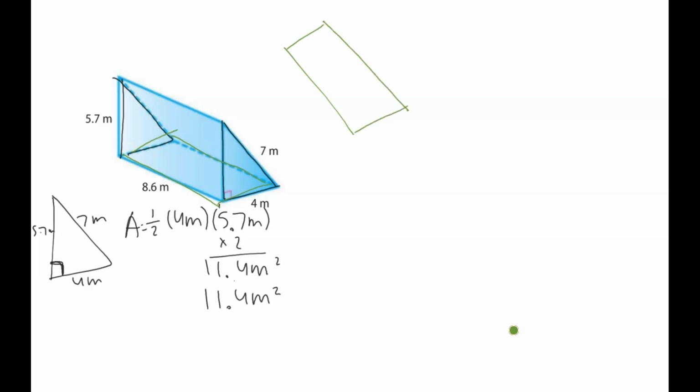And the rectangle at the bottom is 4 meters wide, and that's going to be 8.6 meters long. So area of a rectangle is base times height. So I have 8.6 meters times 4 meters. 8.6 times 4. 6 times 4 is 24. Carry the 2. 8 times 4 is 32. Plus the 2 is 34. I have one number behind the decimal, so I'll have one number behind the decimal, and that's 34.4 meters squared.